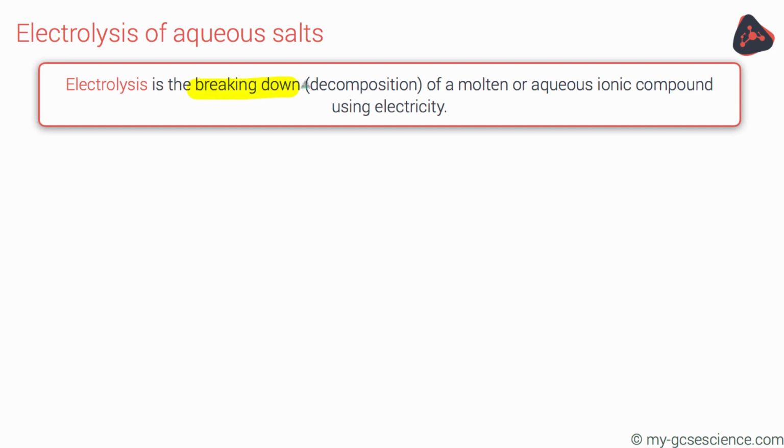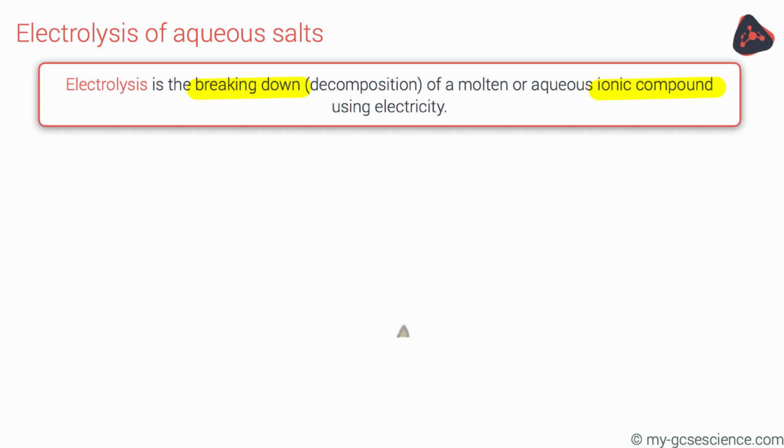Electrolysis is the breaking down of a molten or aqueous ionic compound using electricity. In the previous video we talked about why it's important for the ionic compound to be molten or aqueous, i.e. in a liquid form, so that the electrolyte conducts electricity. And we focused on what happens when you pass an electric current through a molten ionic compound. Now we're going to look at how an aqueous compound is different.